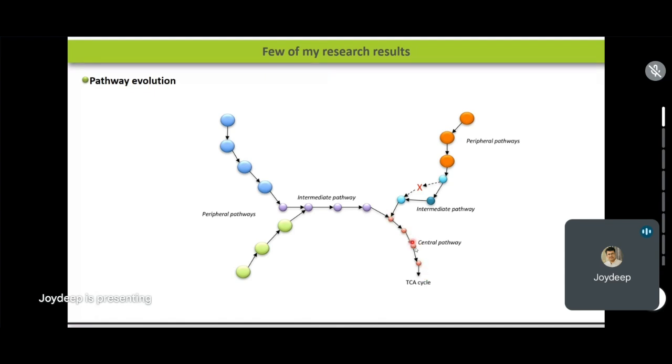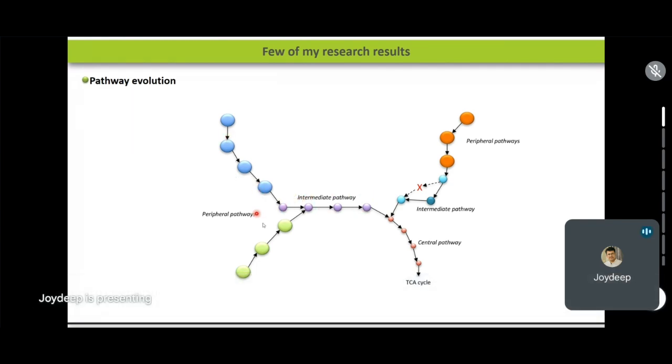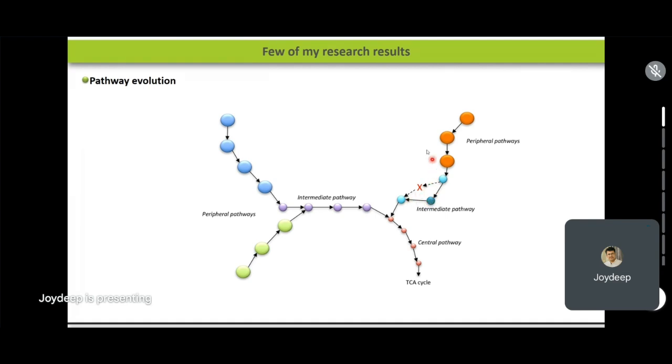This TCA cycle, or the central pathway, will get connected to different pathways like intermediate pathways and peripheral pathways. In certain cases, if a certain enzyme is missing, some other enzyme will come and do the work. It will transform this to this. This is how evolution of metabolic pathways takes place. These are modular in nature. For example, if this is a pathway, one peripheral pathway can come and connect here in one organism. In another organism, the pathway can come and connect from this intermediate and go this way.